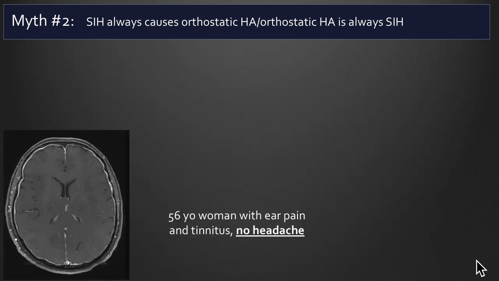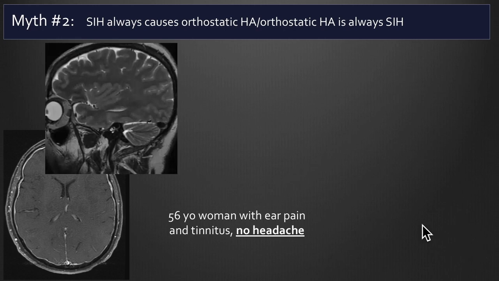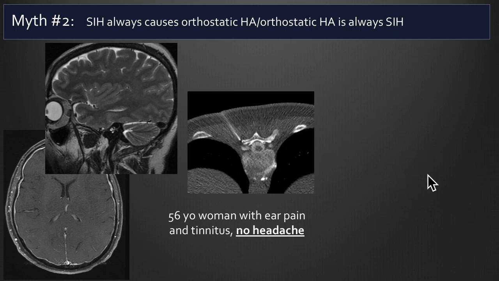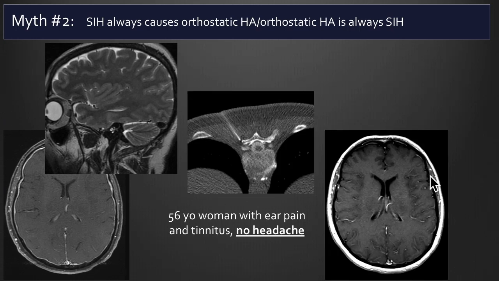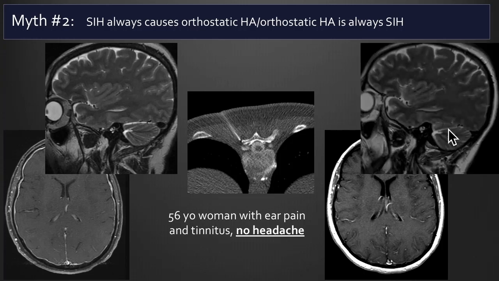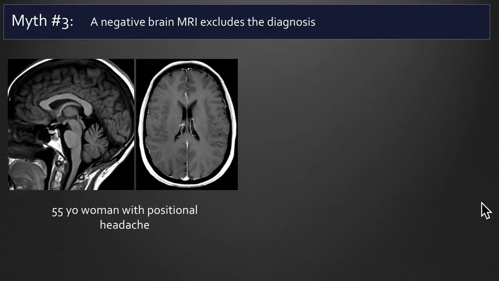Here's a patient with dural enhancement, a 56-year-old woman with ear pain and tinnitus, who had no headache whatsoever, none at all. She had dural enhancement on her MRI, venous distension on her sagittal T2. She got a blood patch. The dural enhancement went away. The venous distension sign has resolved. Her ear pain and tinnitus went away. I clearly think she had intracranial hypotension physiology. She responded to blood patching, but she never did have a headache.